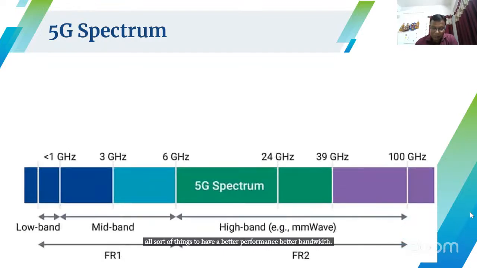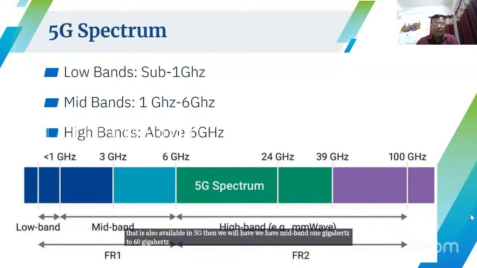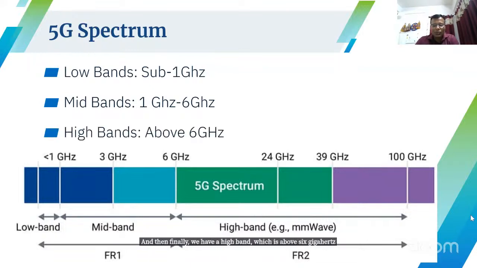So this was all about the technology, how 5G is using all sorts of things to have better performance, better bandwidth, better throughput. Now, if we see the bands used by 5G, the first one is the low band, which is sub 1 gigahertz. That is also available in 5G. Then we have mid band, 1 gigahertz to 6 gigahertz, and finally the high band, which is above 6 gigahertz. The most interesting part is the 5G spectrum shown in green here, from 6 gigahertz to 24 gigahertz and beyond.